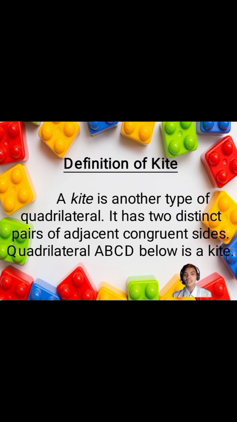So let us proceed with kite. A kite is another type of quadrilateral. It is still a quadrilateral since it has four sides, a four-sided polygon. It has two distinct pairs of adjacent congruent sides. These are still congruent sides, so they are equal, or the same measurement. Quadrilateral ABCD below is a kite. In your module, what is written below is on the next slide.